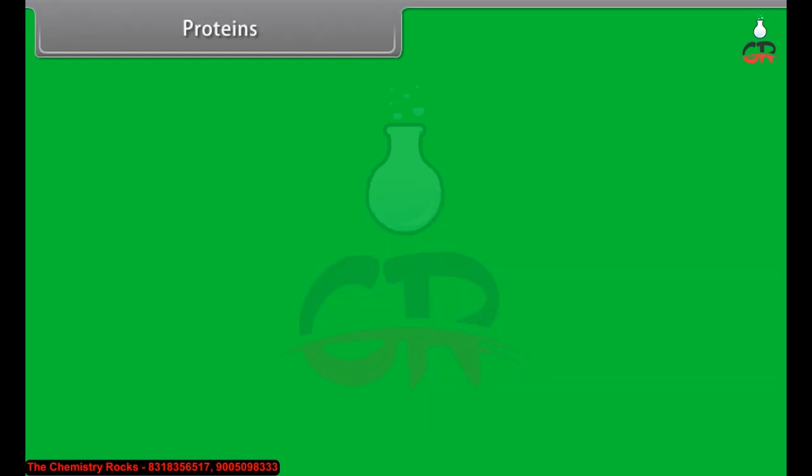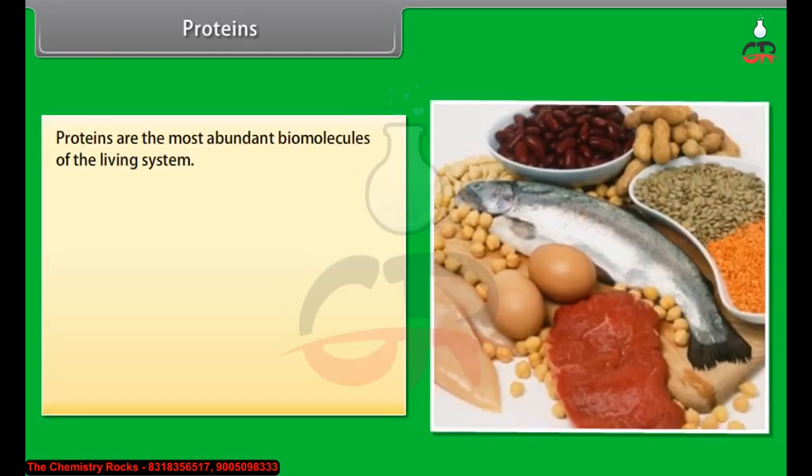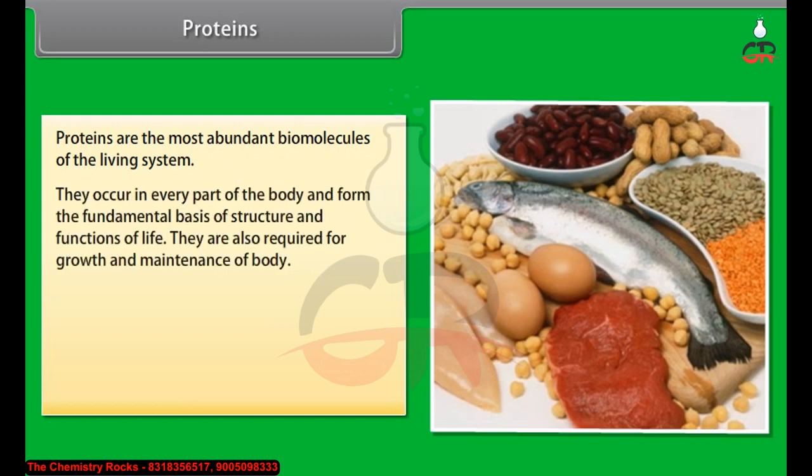Proteins. Proteins are the most abundant biomolecules of the living system. Chief sources of proteins are milk, cheese, pulses, peanuts, fish, meat, etc. They occur in every part of the body and form the fundamental basis of structure and functions of life. They are also required for growth and maintenance of body.